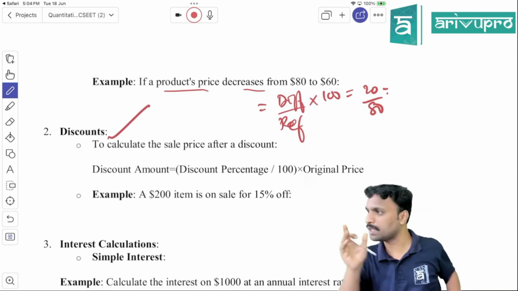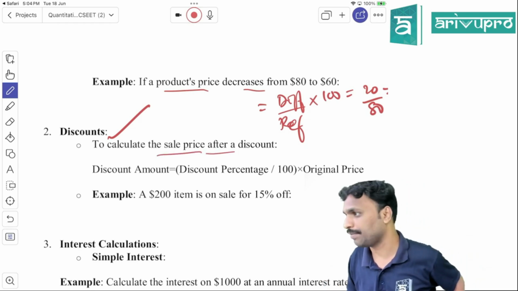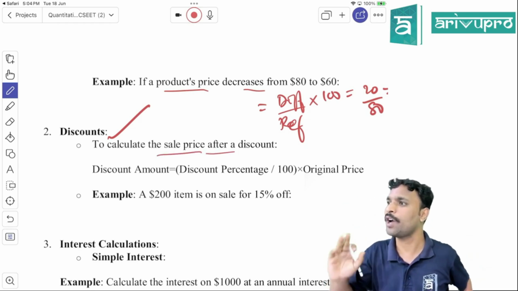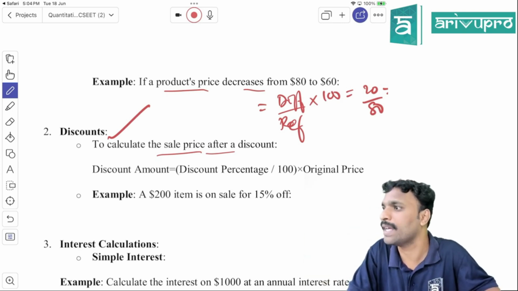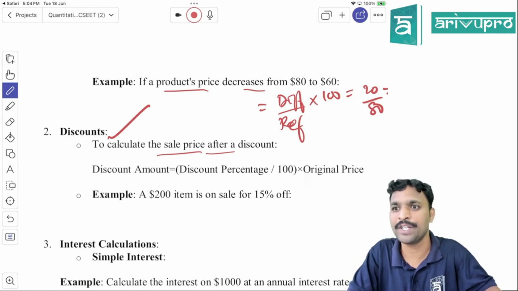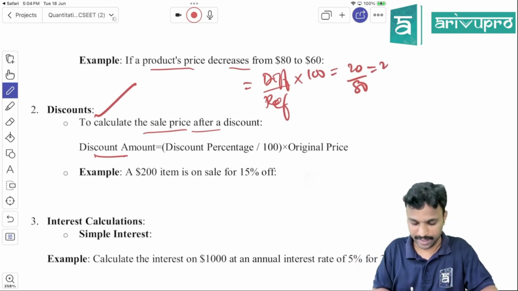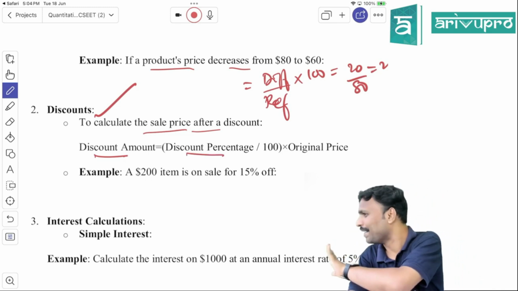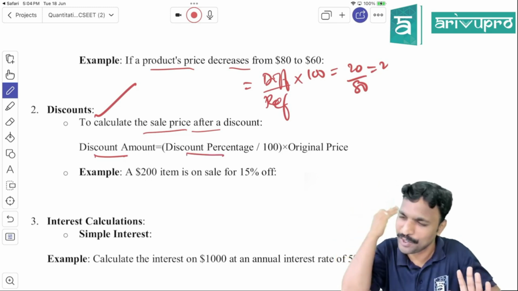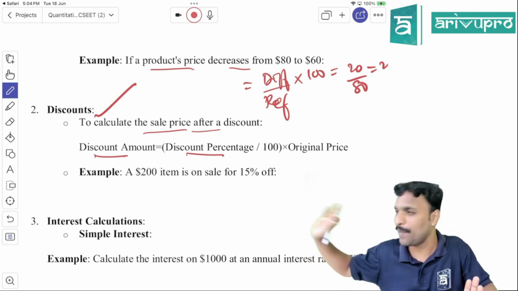Discounts. This is also very important. What is it? To calculate sale price after discount. What is sale price after discount? Cost price minus discount. CP minus discount is the sale price. Cost price minus discount is only sale price. So discount amount is discount percentage by 100 into original price. Don't worry about the formulas. It's only for the formalities I'm giving it. Even if you don't remember also, easily you can solve it.